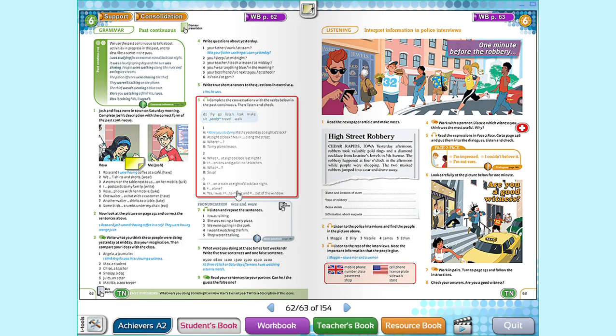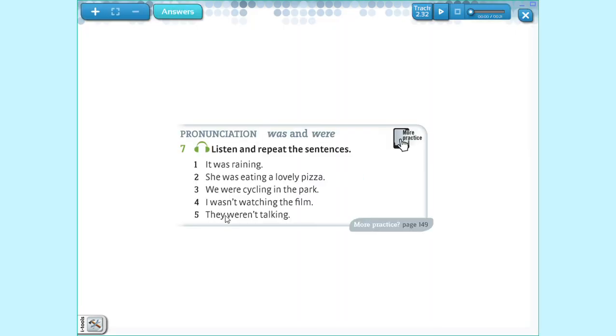And let's finish with this little box. You're gonna listen to the pronunciation of the verb was and were. Remember, was and were es el pasado del verbo to be. Okay? So let's listen.